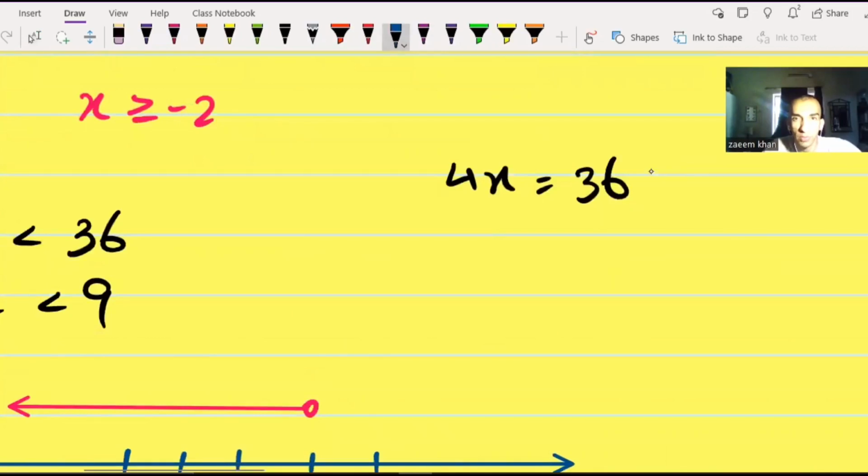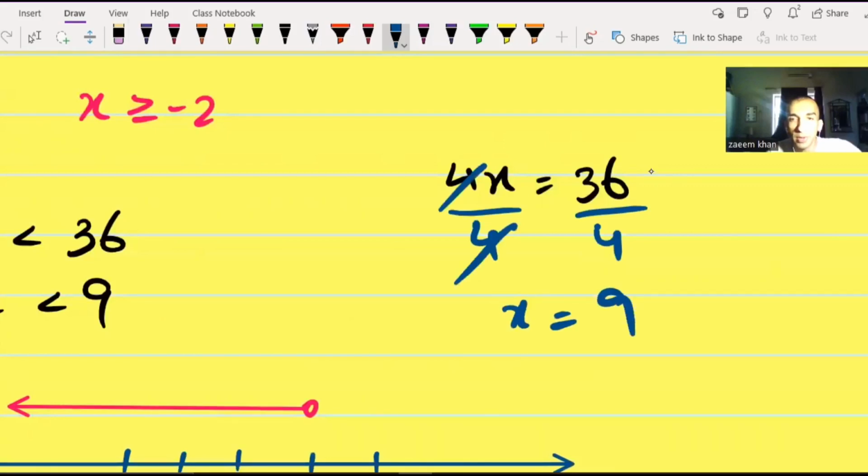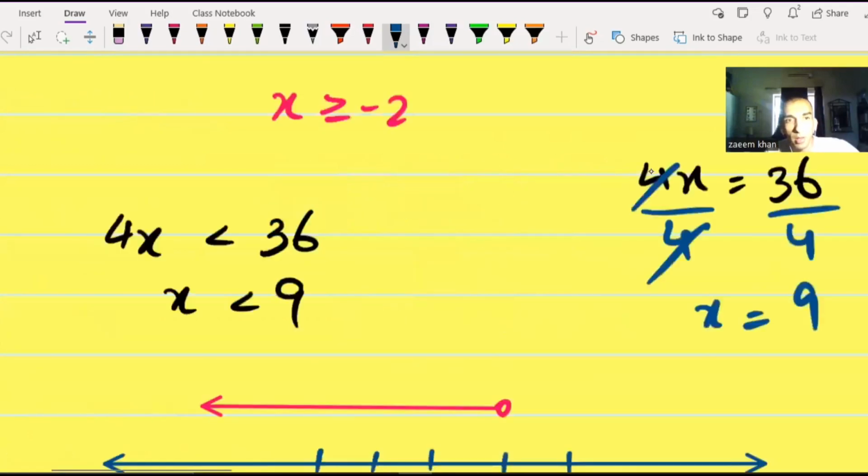How am I supposed to solve for x? We divide 36 by 4. We divide both sides by 4, and we're left with x on the left side and we're left with 9 on the right side. Does that make sense? Simple.